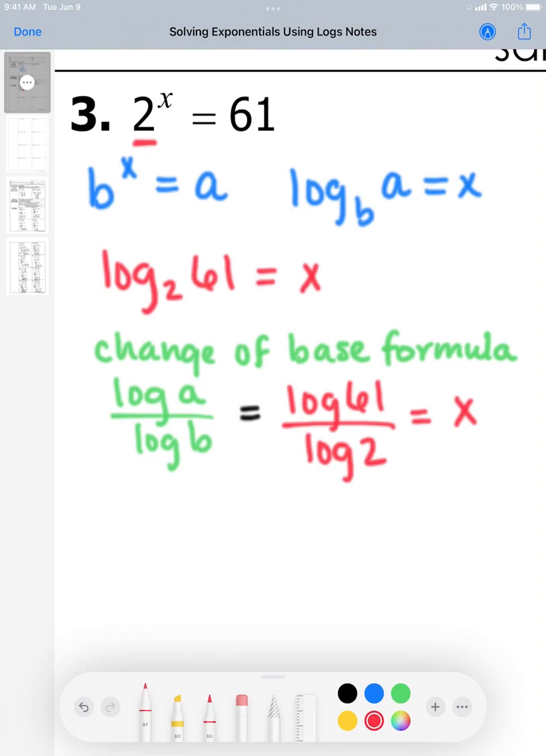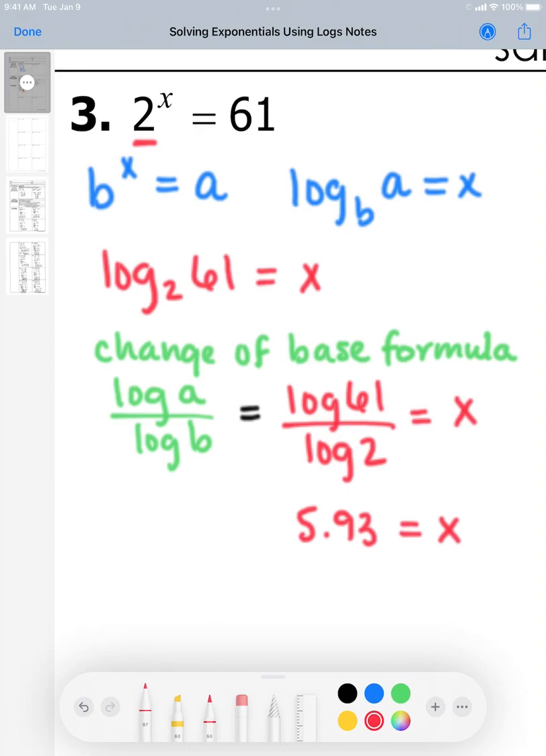And if you were to put that in the calculator, which I'm going to do right here, one sec, let me put it in my calculator. That would give me 5.93. So I would say 5.93 is equal to x. This is a possible solution. You have to check your solutions.